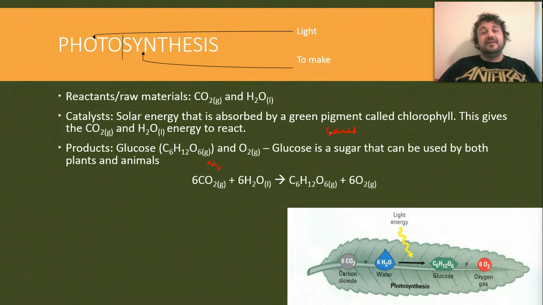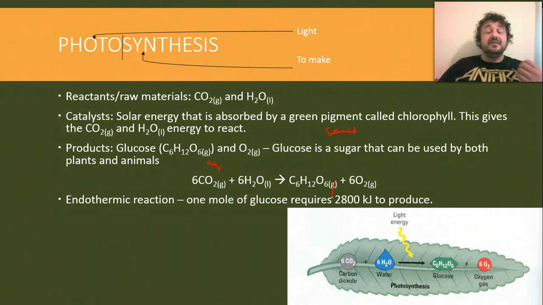Alright, so here's our balanced formula. It is 6 carbon dioxides plus 6 waters gives us 6 glucose, again, that should be aqueous, and 6 oxygens. Okay? Now, it's an endothermic reaction. This means 1 mole of glucose takes up 28 kilojoules to produce.